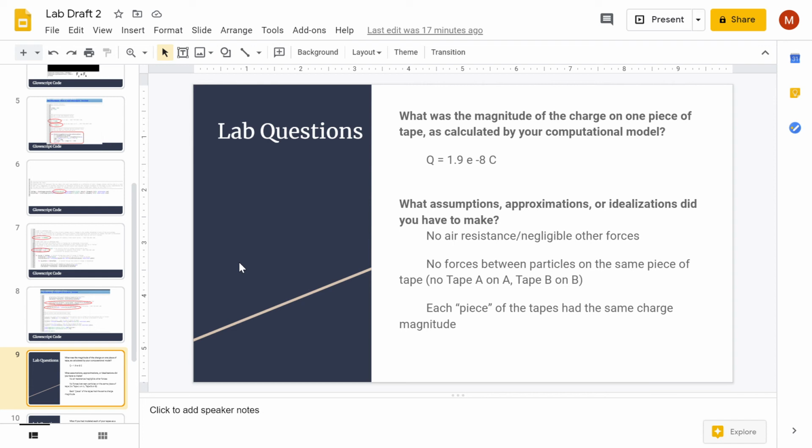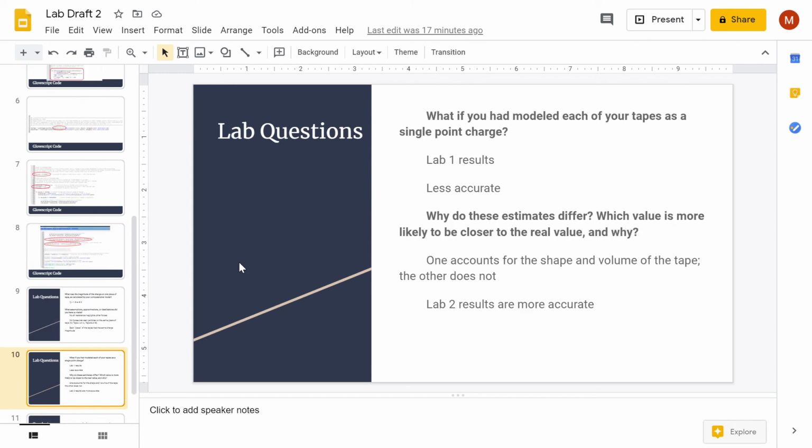What assumptions, approximations, or idealizations did you have to make? We assumed that there was no air resistance and there were negligible other forces. We also assumed that there were no forces between particles on the same piece of tape, aka there was no effect of tape A on A or tape B on B. And each piece of the tape had the same charge magnitude.